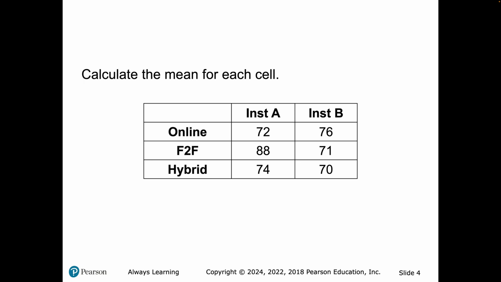So let's say for instructor A, instructor B, we're not just interested in the difference in the performance in instructor A or instructor B's classes, and we're not just interested in the difference in online, face-to-face, versus hybrid, but we're wondering how students in instructor A's class do for each of the delivery methods as we do with instructor B. So for instructor A, let's say the online average was 72, instructor B 76, and so on and so forth. So the interaction effect examines these cell differences.